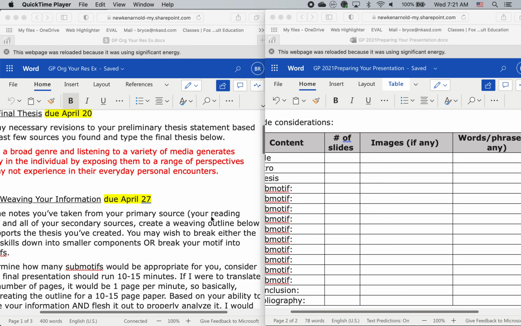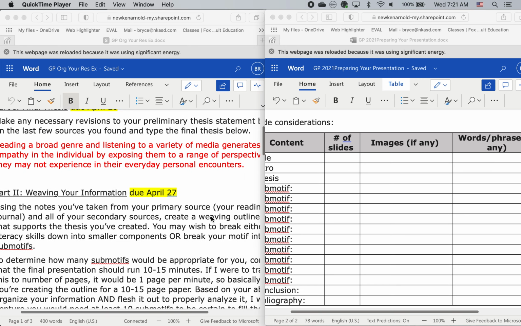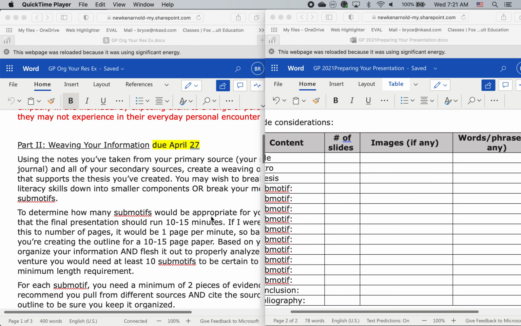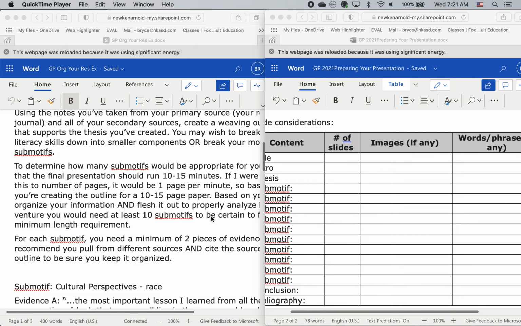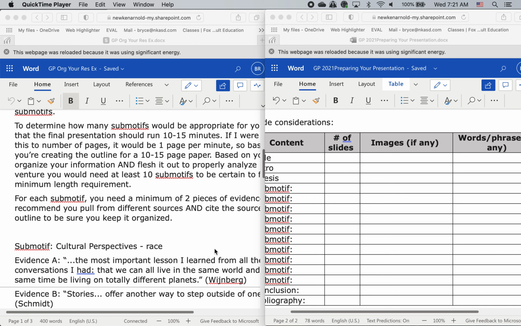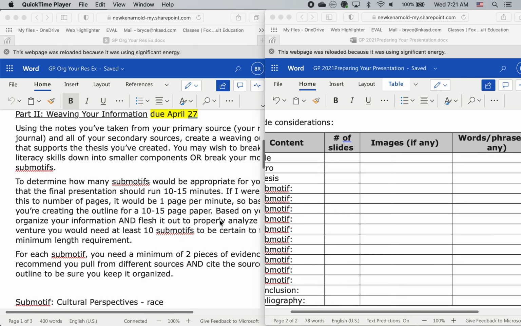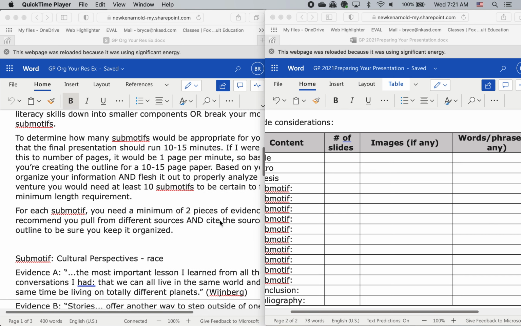Organization of my research: I've gone through, and I have a final thesis statement that is very clear. I know I can support that with all of my research, and then I've taken all of that research and organized it into an outline using the weaving process that we talked about when we were reviewing the writing process earlier in the year.